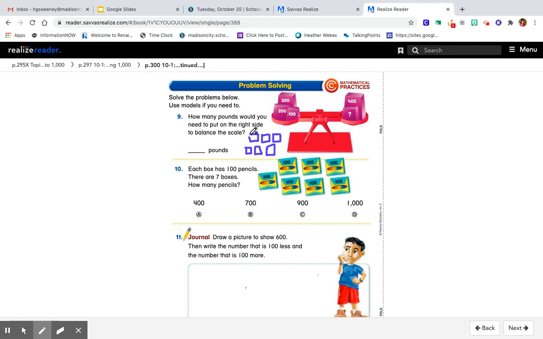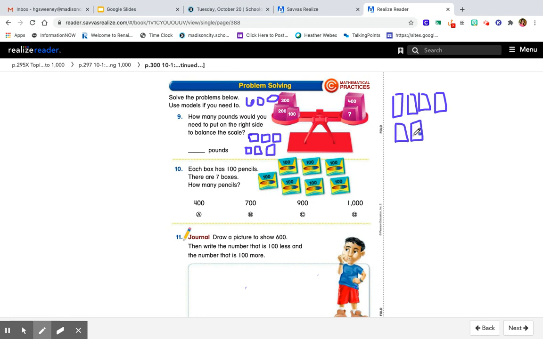Now I'm going to count them out to see how many flats that is. 1, 2, 3, 4, 5, 6. So that is 600 on this side. 600. So that means this side needs to equal 600 also. But we're missing a number. I see we've got 400, so that's 4 flats. 1, 2, 3, 4. Now, how many more flats do I need to draw to make 6 flats? 1, 2, 3, 4, 5, 6.